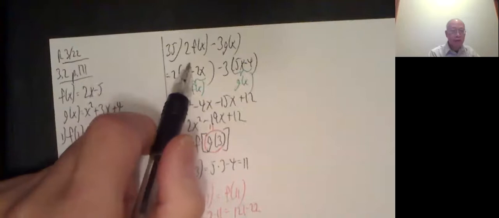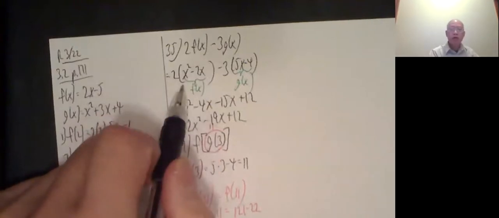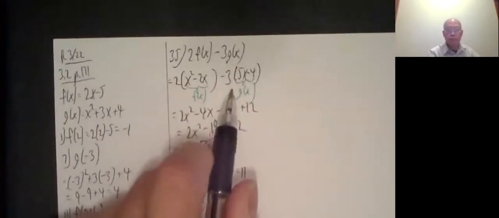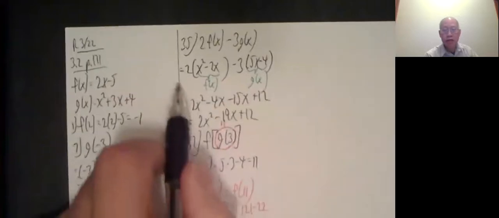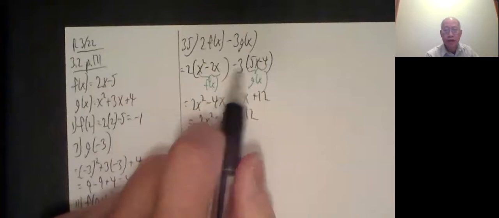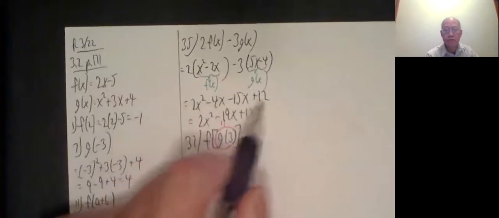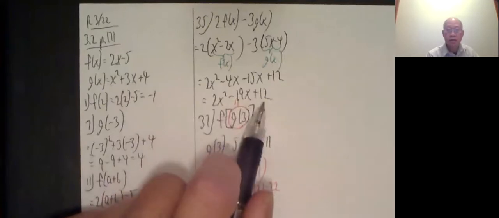35, 2f of x minus 3g of x. So 2 times the original function, x squared minus 2x, minus 3 times the g function, 5x minus 4. 2f of x minus 3g of x, and then clean it up. 2 times that, 2x squared minus 4x. -3 times that, -15x plus 12. Combine like terms, 2x squared minus 19x plus 12.